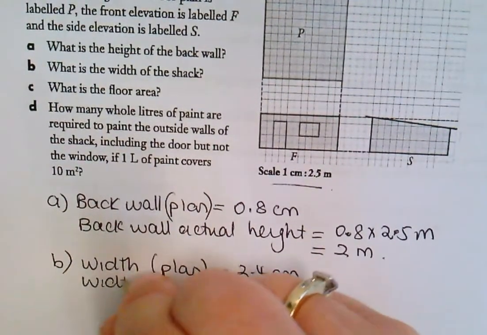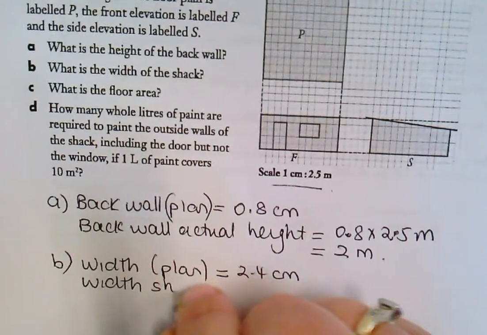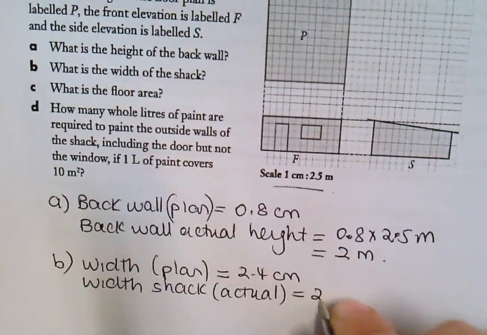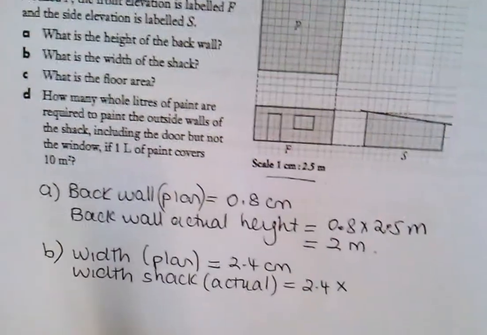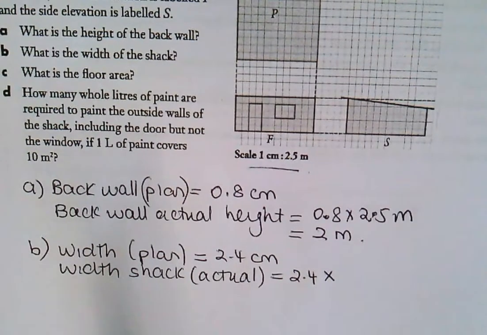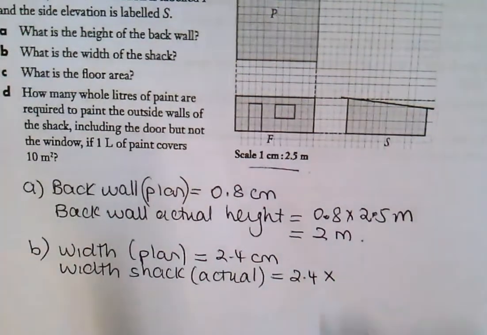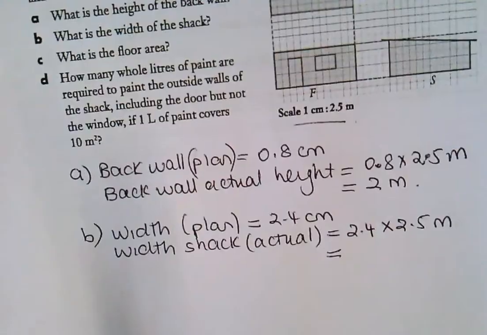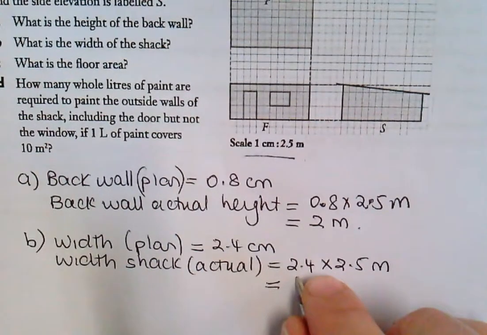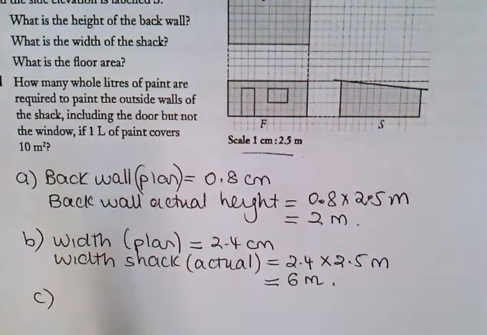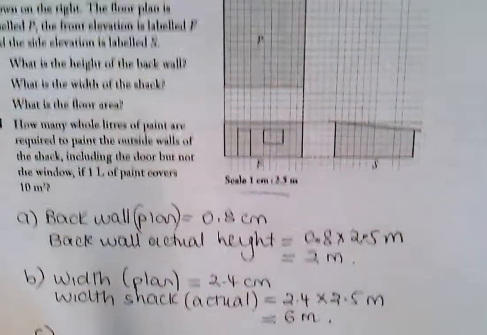So the width of the shack, the actual width is what? What do I do with this number? Times it by what? If it's 2.4 centimetres on the page, what is it in real? What do I do with it? Times 2.5, and my answer will be in metres. And what do we get? Exactly, 6 metres.